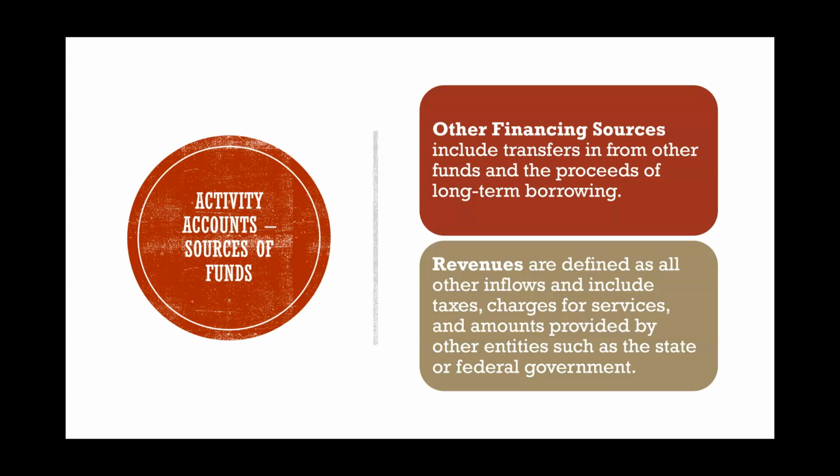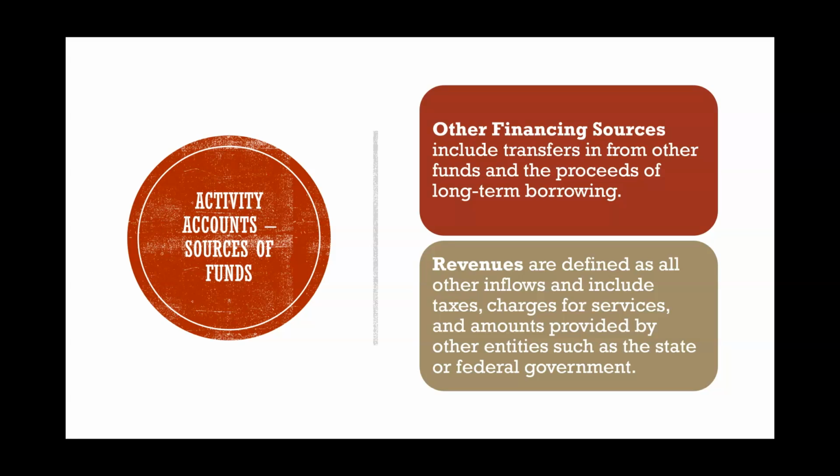So let's talk a little bit about each one of those new types of accounts that we've got there. So the other financing sources, these are going to include transfers in and from other funds and the proceeds of long-term borrowing. Notice that is other financing sources. That is a source of revenue for us, right? Notice also this is the proceeds of long-term borrowing. So if we issue bonds from our governmental entity, the proceeds from those bonds are going to be considered an other financing source.